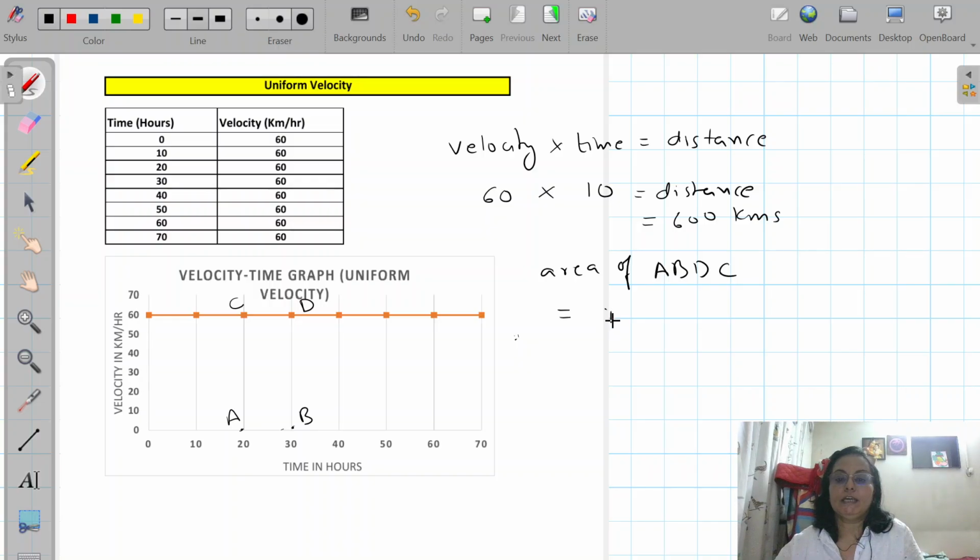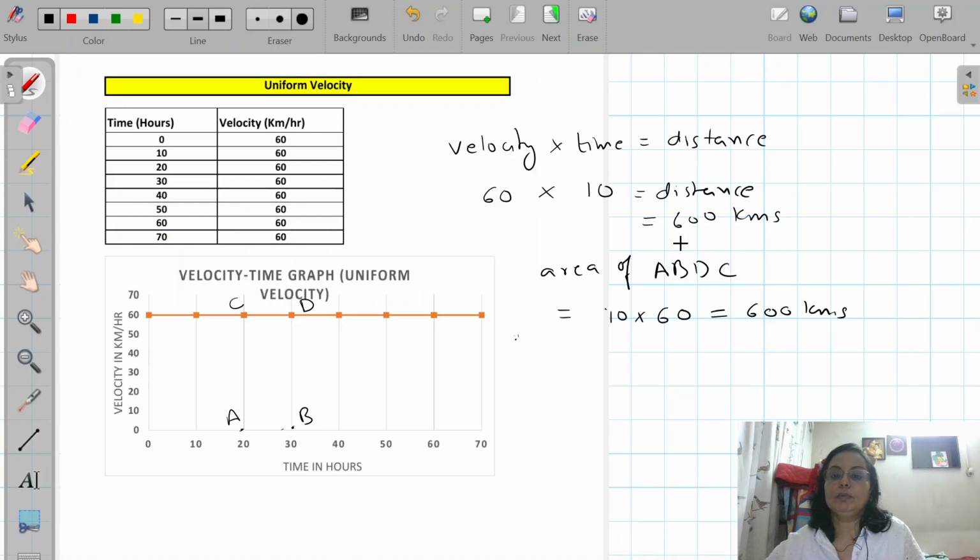So length is how much? 10. 30 minus 20, 10. And breadth is how much? We can say 60. So the length was 10, the breadth was 60, which gives the area of rectangle ABDC, which is 600 kilometers.